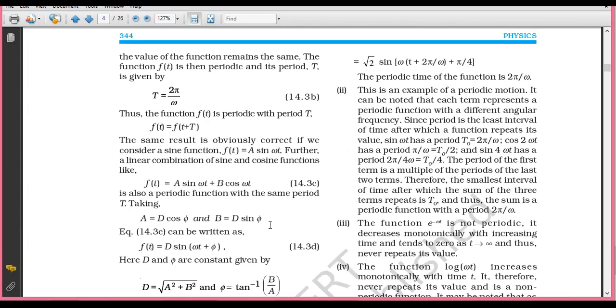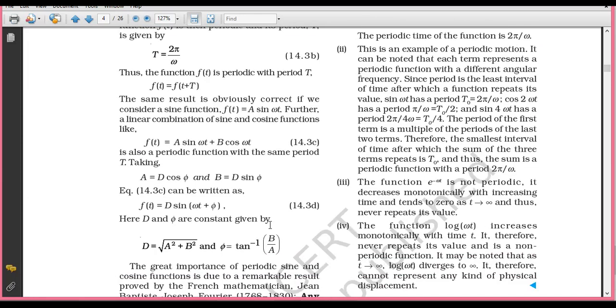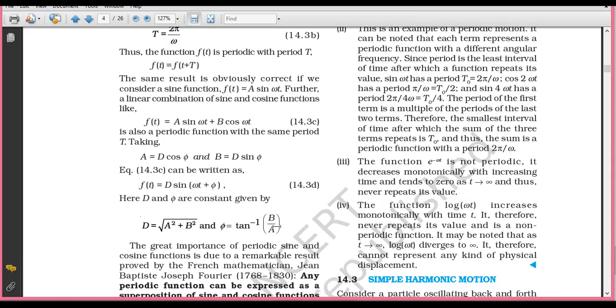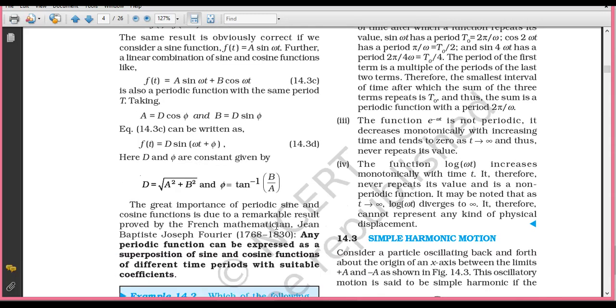Okay, so what are we trying to find here for PD? I have the constant given. Any periodic function can be expressed as a superposition of sine and cosine functions of different time periods with suitable coefficients.